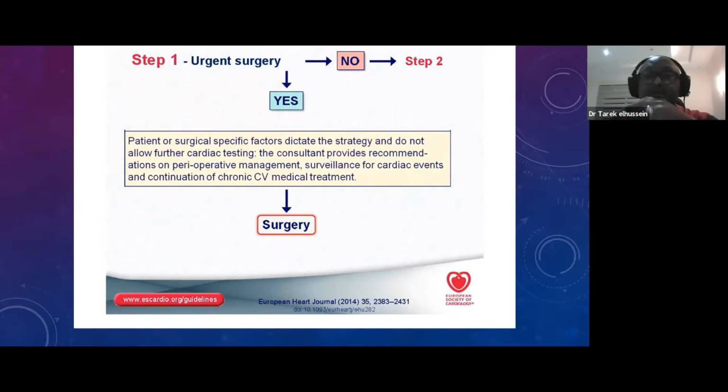So for any life-threatening surgical condition that may affect and endanger the life of the patient, the answer is always proceed to OR and assess your patient after the OR.